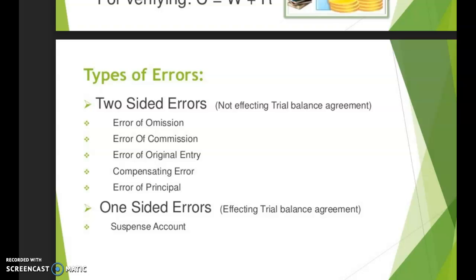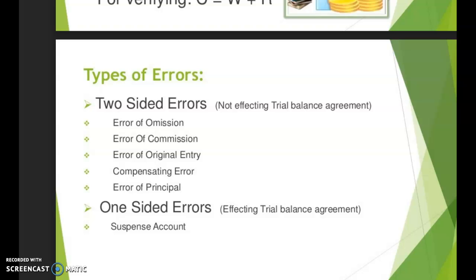So these are the types of errors which may affect the agreement of the trial balance to some extent and may not affect it to another extent. For example, an error of commission may affect the agreement of the trial balance, while a compensating error or error of principle or fully omitted error is not going to affect the agreement of the trial balance.